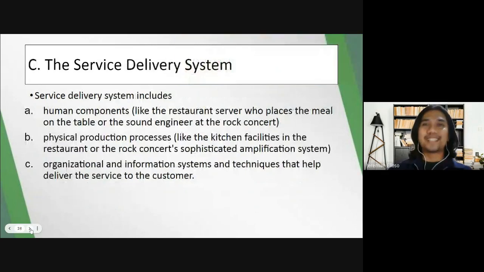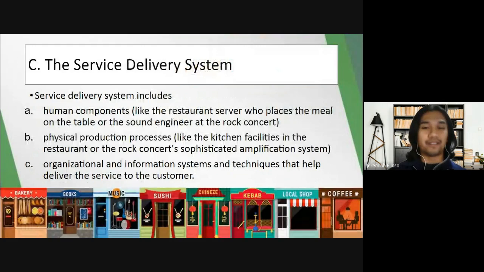All right, let's go to the third component, which is the service delivery system. And this includes the human components, the physical production process, and the organizational and information systems and techniques. All right. So, human components. These are like the restaurant server who places the meal on the table, or the sound engineer at the rock concert. So the human component is very important because they are the brain behind all of this. Without the human component, or without the human resource, the service won't be delivered.